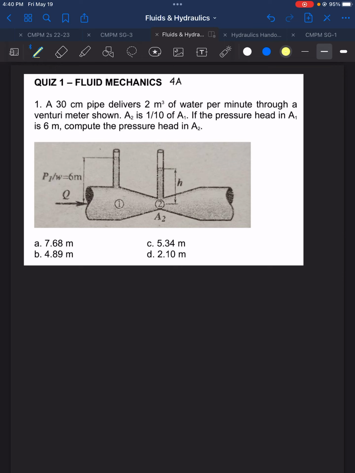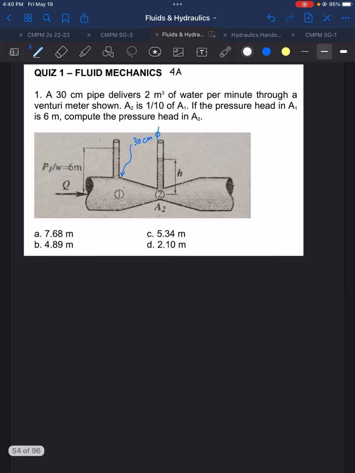So in this figure, we have area 1 at this portion, and we have area 2 at this portion. The diameter for the area 1 portion is 30 centimeters. Okay, so this is the 30 centimeter diameter. Now, how do we solve for the pressure head in area 2?